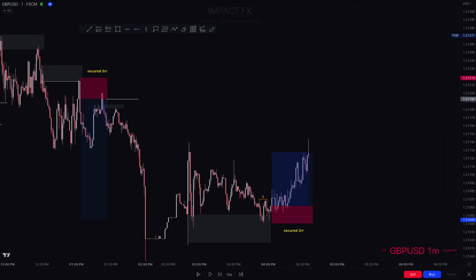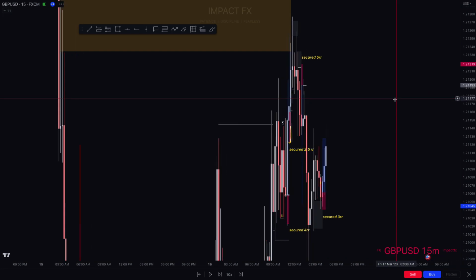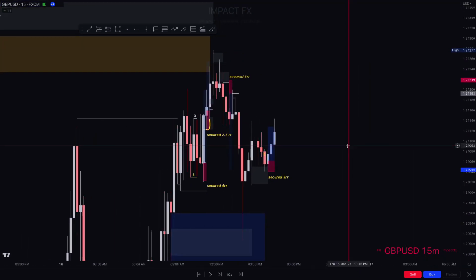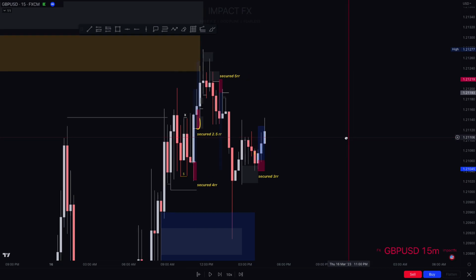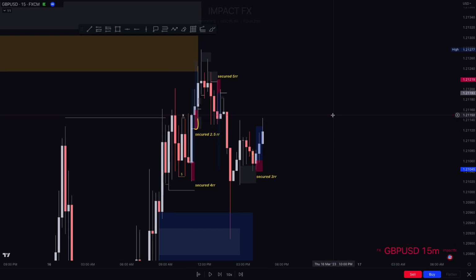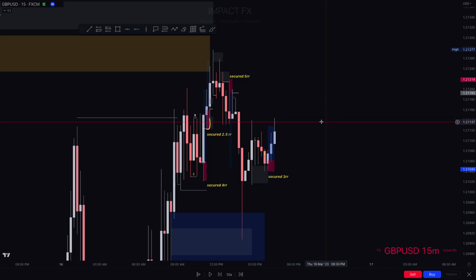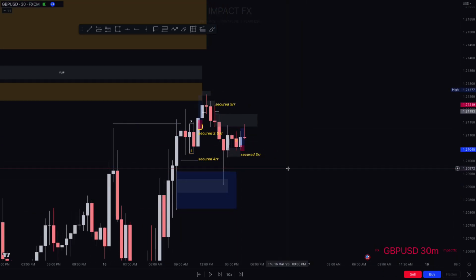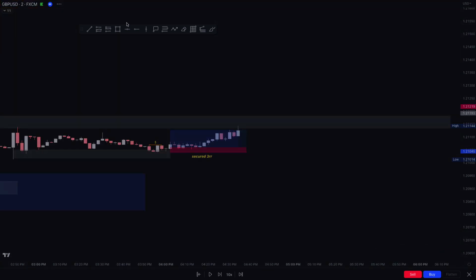Okay, so let's go to the 15 minutes, see if there's any sort of POI that makes sense for us to short from. So we have this wick, which just got taken, and we are coming into a higher time frame OB right here. So if we actually go to the 30-minute, there's a buy to sell right here. And price right now is mitigating down. I'm going to look for a short, guys, for a mitigation.